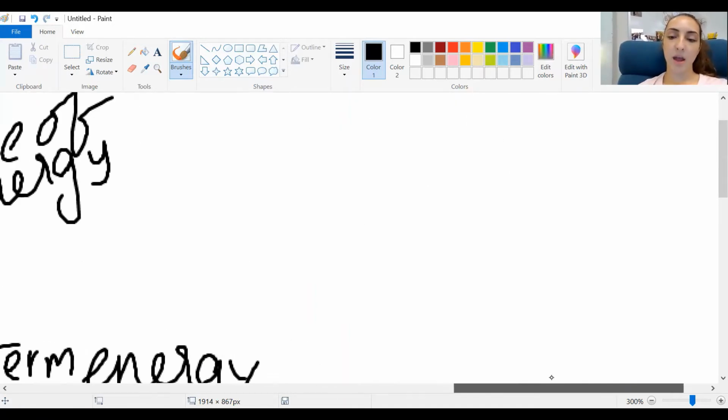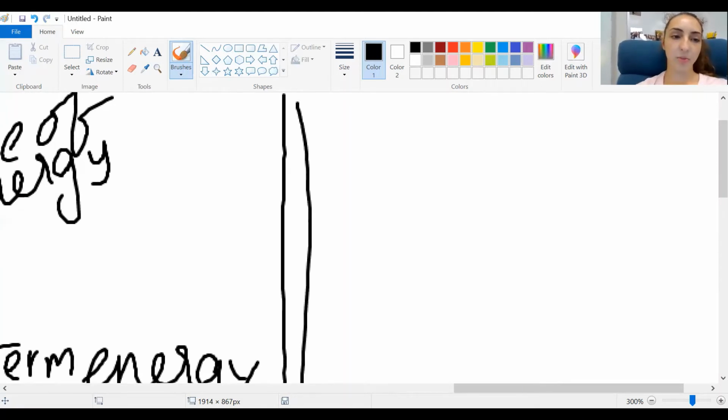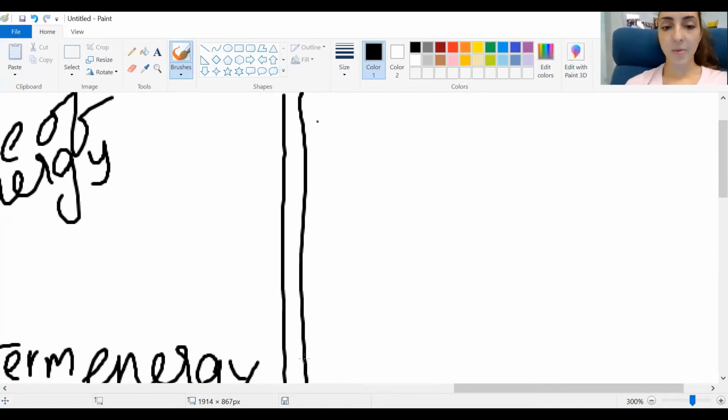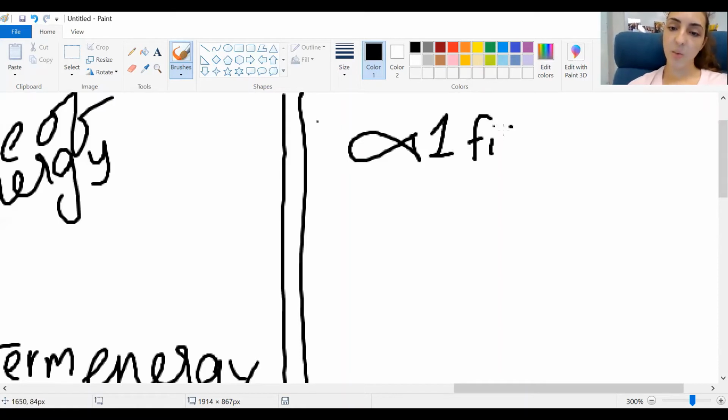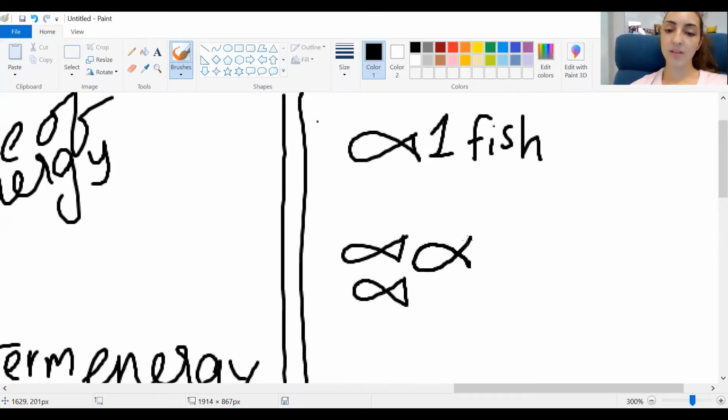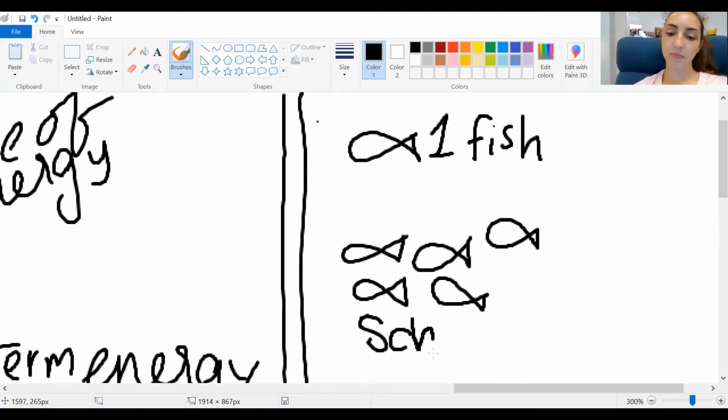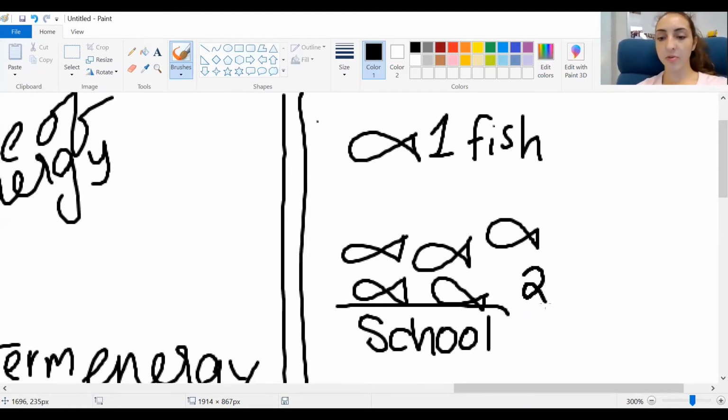Okay. Now I'm going to bounce into one idea really quick because I want this to be clear in terms of the definition. So let's say we have a fish. This is one fish. Whenever you have multiple fish congregating or swimming together, do you know what that's called? It's called a school. And that's going to be multiple, so 2 plus.